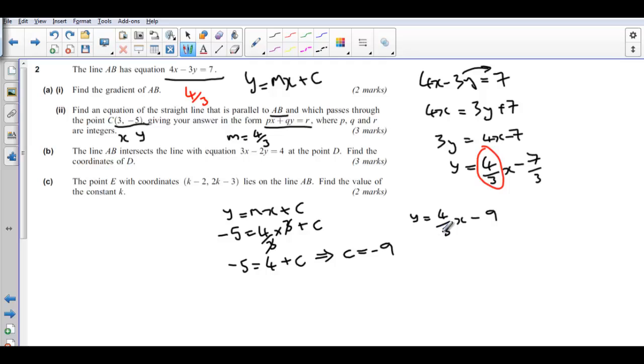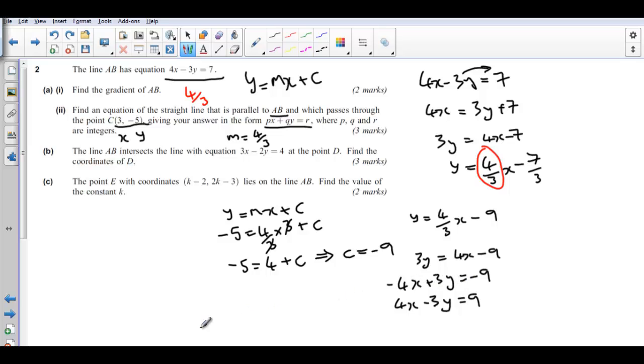What do we need to do? We need to multiply everything by 3. So 3y is equal to 4x take away 9. We then want the x's on the left-hand side as well, so let's take them away. So negative 4x plus 3y is equal to negative 9. Happy with that? Or if we're really keen, we could even write it, just flip all the signs really. So we've got an answer there.